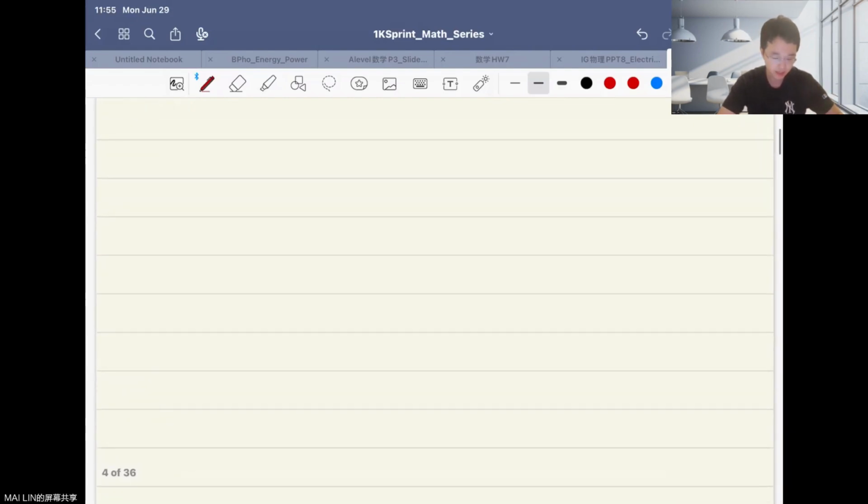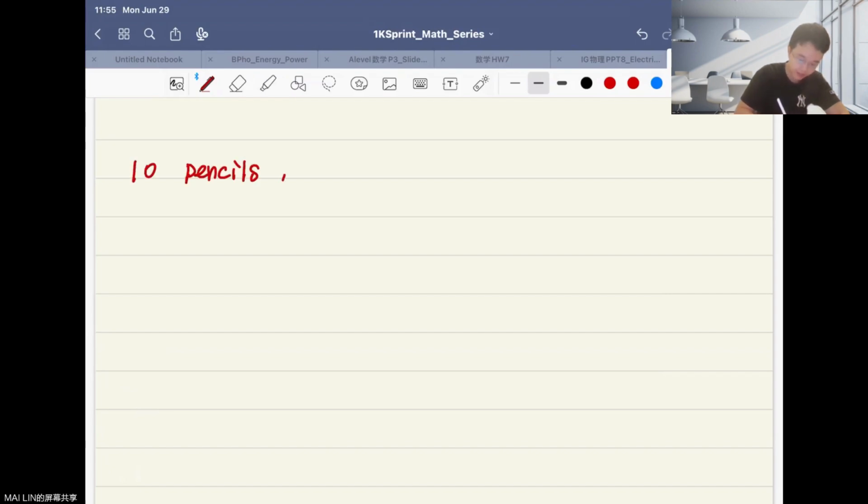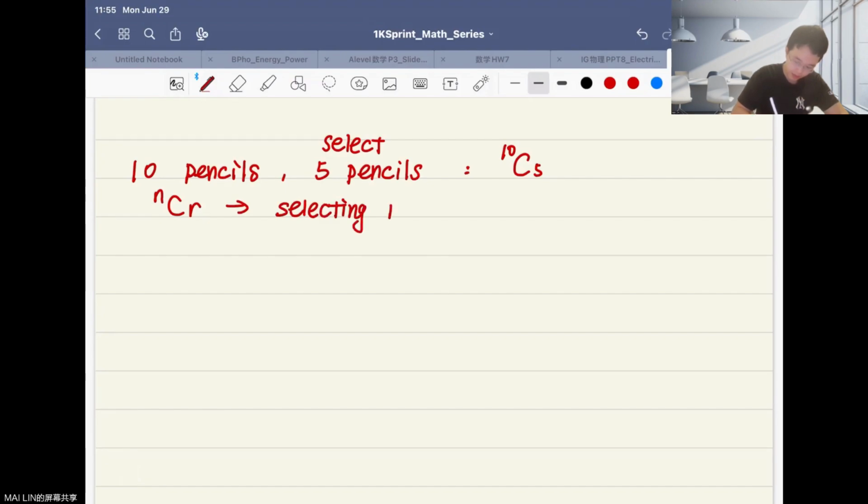So for combination, we can say combination means a method of selecting n items from a total number, okay? For example, if you have 10 pencils and each pencil is different, you want to select 5 pencils. We can write down the total selecting method as C10 5. So we use C and R, representing that we're selecting R items in N items. Okay, that is it. So remember that it is a selecting problem.